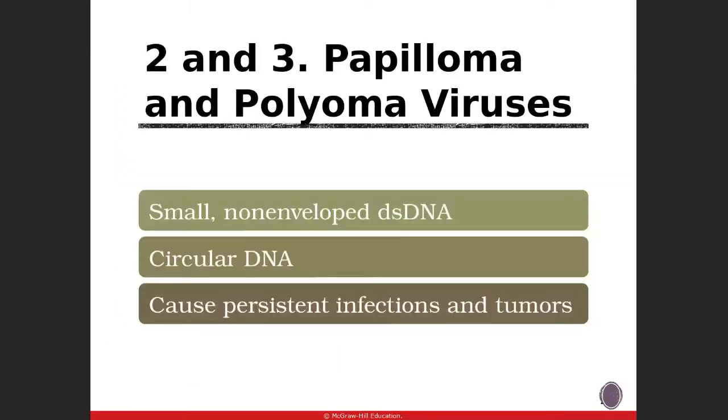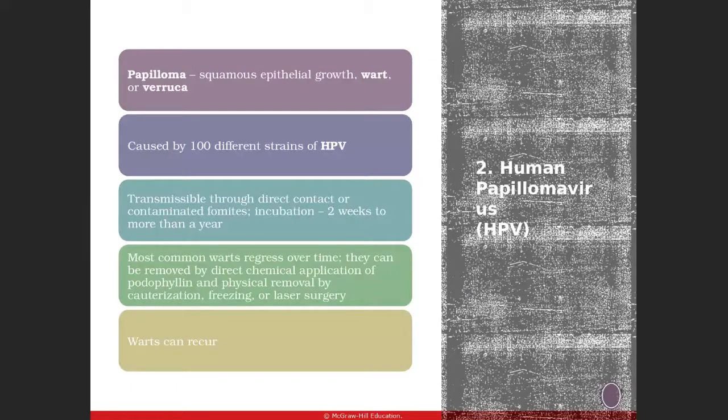The second and the third one, papilloma and polyoma viruses, are very small, non-enveloped dsDNA viruses, causing persistent infection, and sometimes they can cause tumor and cancer. Papillomaviruses is also known as HPV, human papillomaviruses. This is the one that infects human.